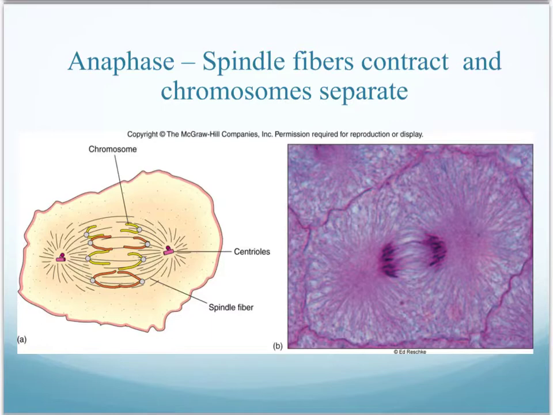Anaphase begins with the contraction of the spindle fibers. Since the spindle fibers are attached to each replicated chromosome, the shortening of the spindle fibers separates them. The cell elongates and we begin to see a lightened area down the middle of the cell with a set of chromosomes on each side.